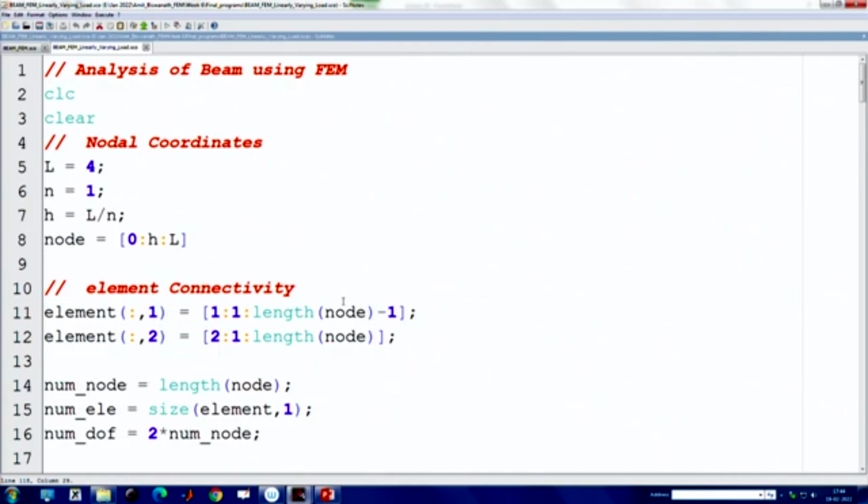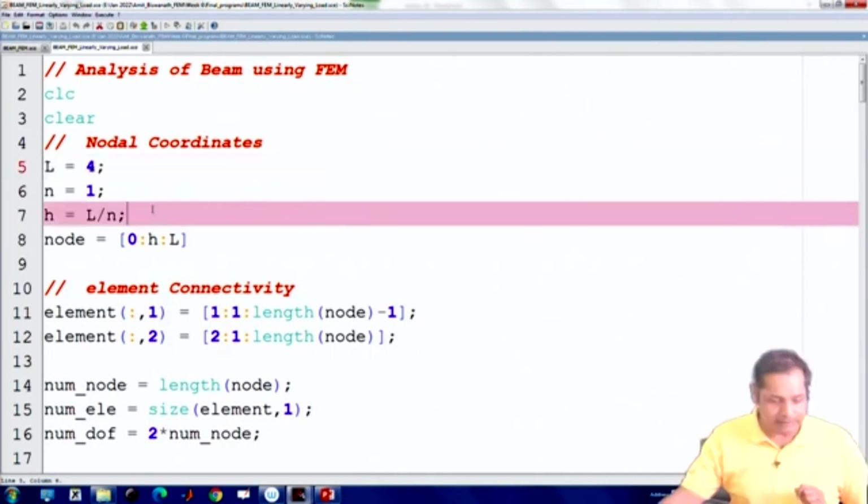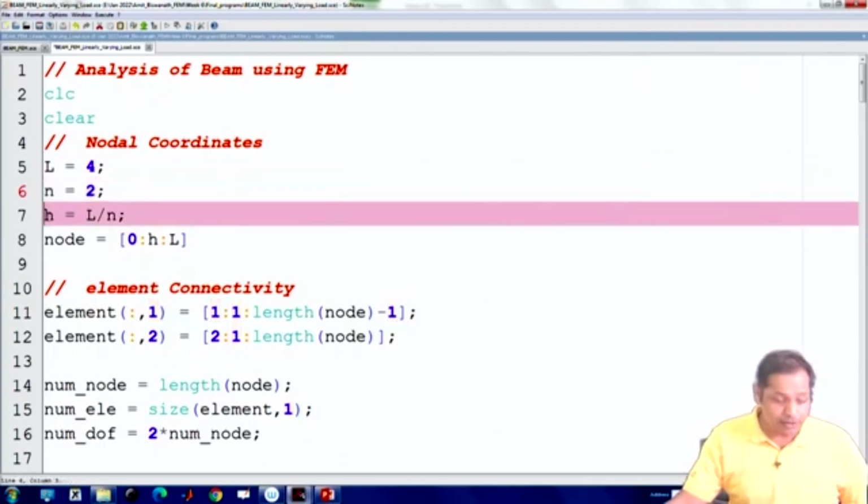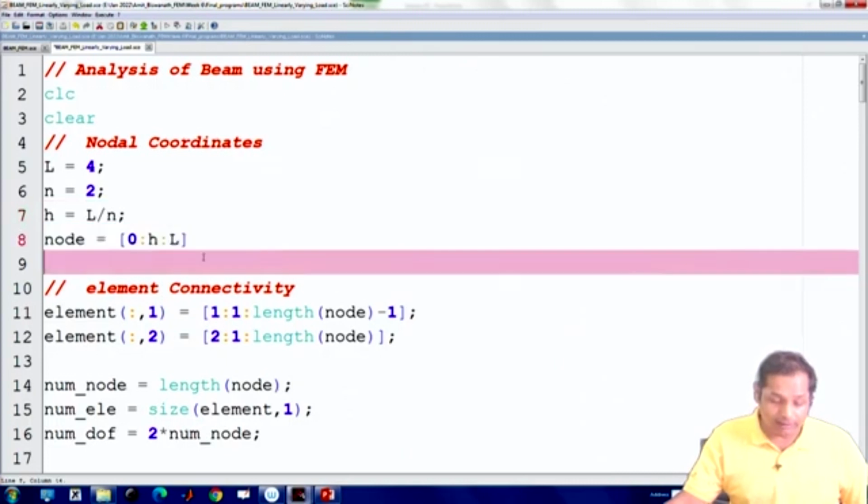So first is the length of the beam, and this is the number of elements. It is 1; let's make it 2. And then h will be the length of the element, which is the total length divided by the number of elements, and these are the nodal coordinates.